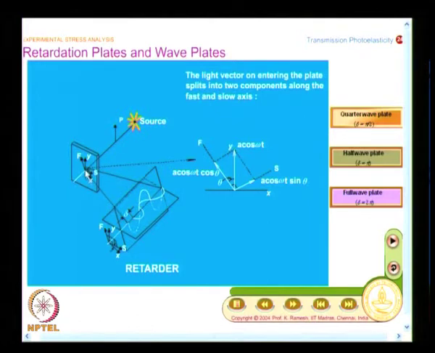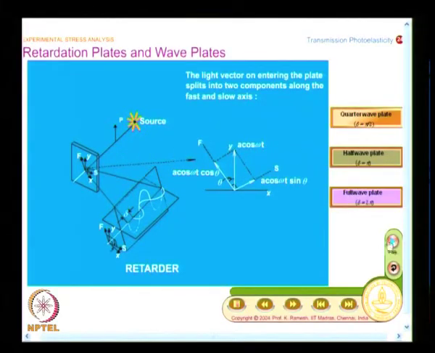In a crystal plate, the fast and slow axes are the same at every point in the whole crystal plate. In an actual model, the fast and slow axis change from point to point depending on the state of stress, as simple as that. And you have a very nice animation here. This animation gives you what happens pictorially within the model and what you see when the light comes out. And when the light comes out, you have an elliptically polarized beam of light.